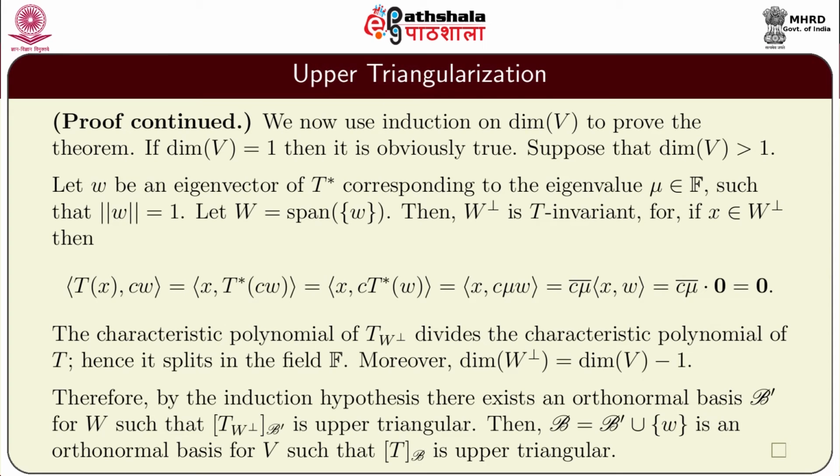Then W perp is T invariant, for if x is a vector in W perp, then ⟨Tx, cw⟩ is ⟨x, T* cw⟩, and that is ⟨x, c T* w⟩, and that is ⟨x, c μ w⟩, that is c μ̄ ⟨x, w⟩, and that is c μ̄ 0, that is 0.